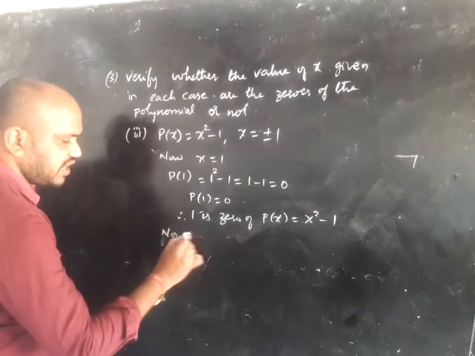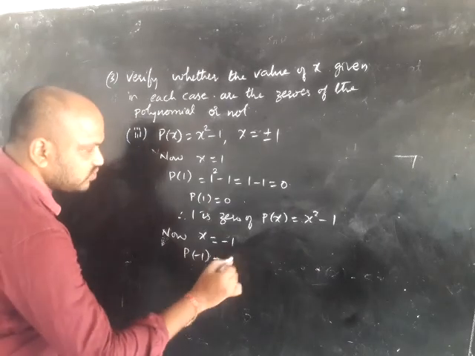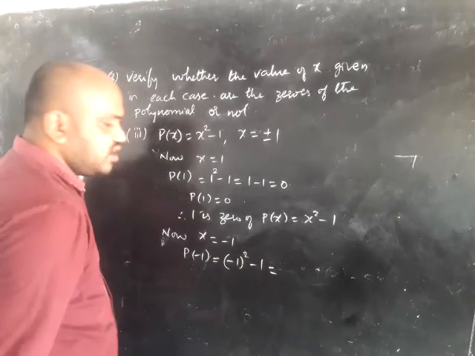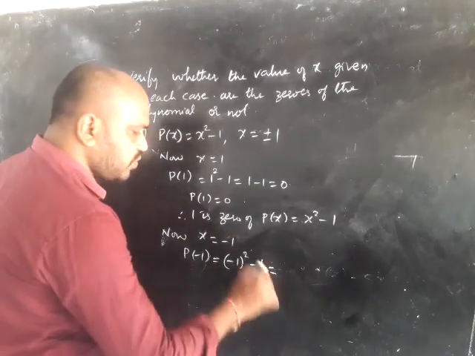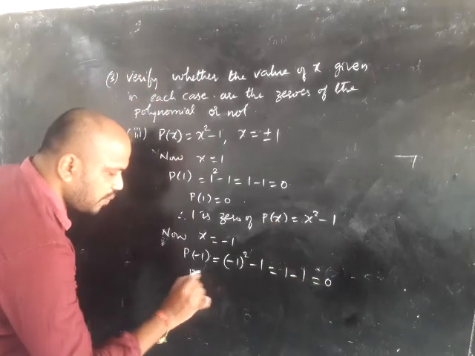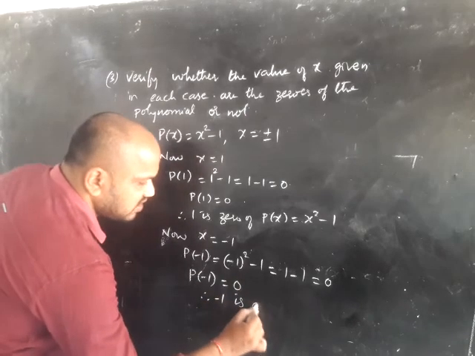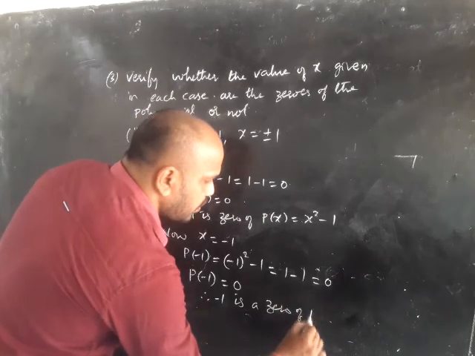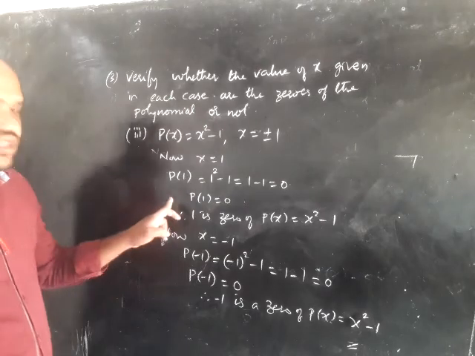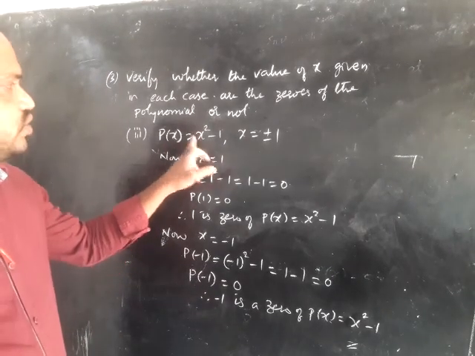Now take x is equal to minus 1 because it's a plus or minus 1. So in place of x replace with minus 1. So minus 1 square, negative with an even power becomes positive. 1 square is 1, 1 minus 1, that is 0. We got p of minus 1 as 0. Therefore minus 1 is 0 of p of x is equal to x square minus 1. So both 1 and minus 1 are the zeros of the polynomial p of x is equal to x square minus 1.